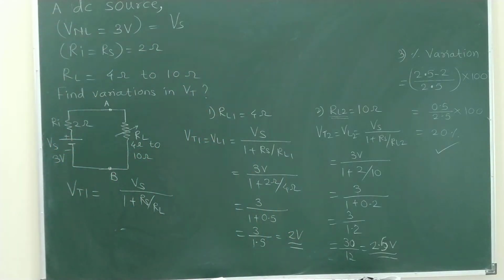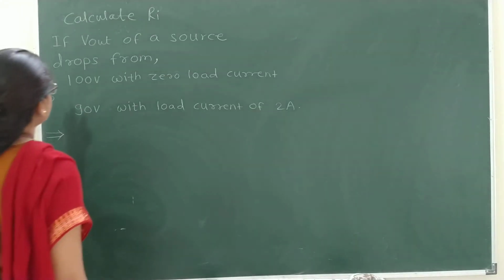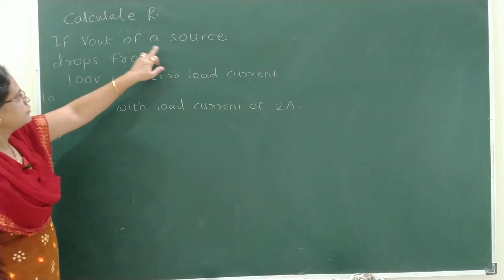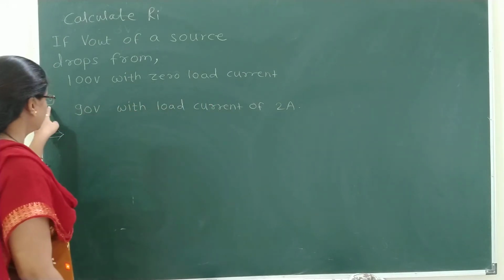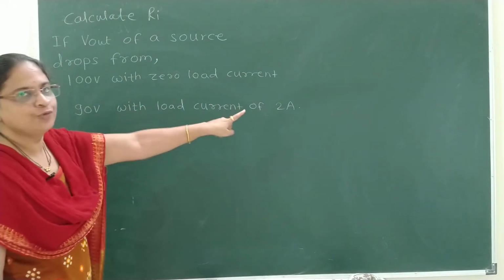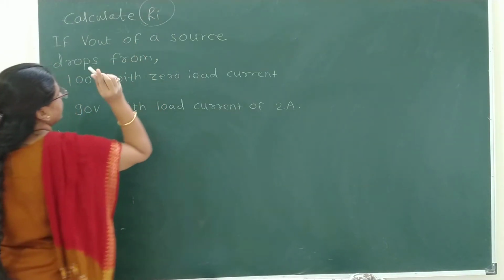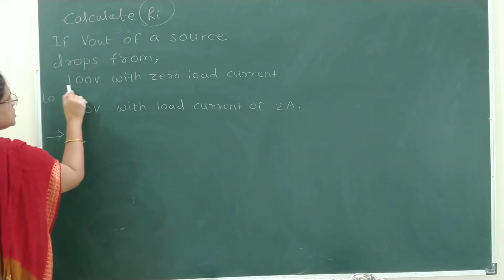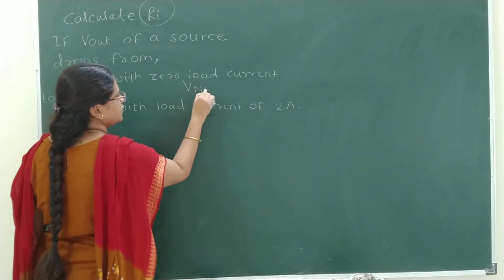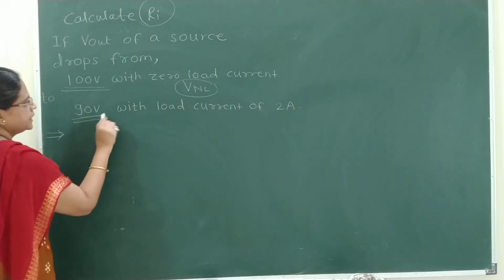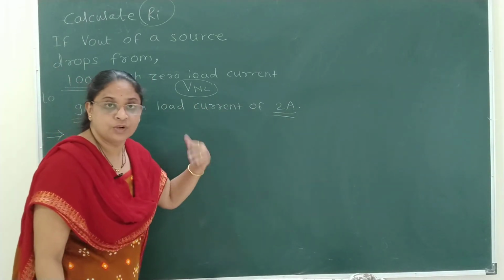So the next calculation part is: calculate internal resistance when the output voltage of a source drops from 100 volt with zero load current to 90 volt with load current of 2 ampere. Means the given information states that we have to find the value of Ri when the output voltage of the energy source is 100 volt with zero load current, which is nothing but VNL, and 90 volt with load, where the current is mentioned instead of the load resistance.